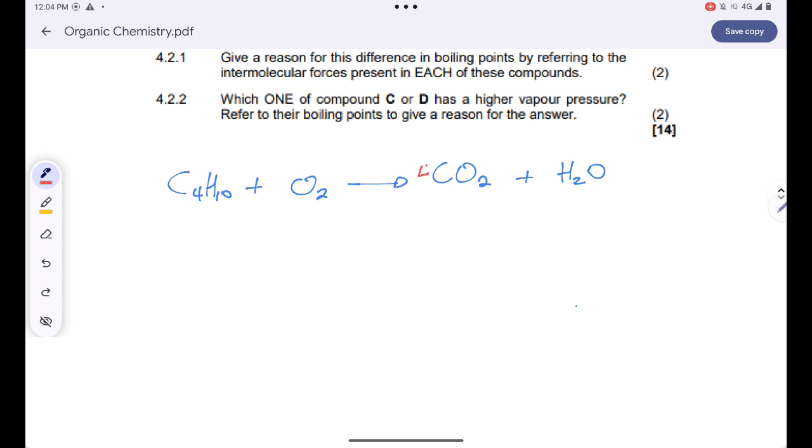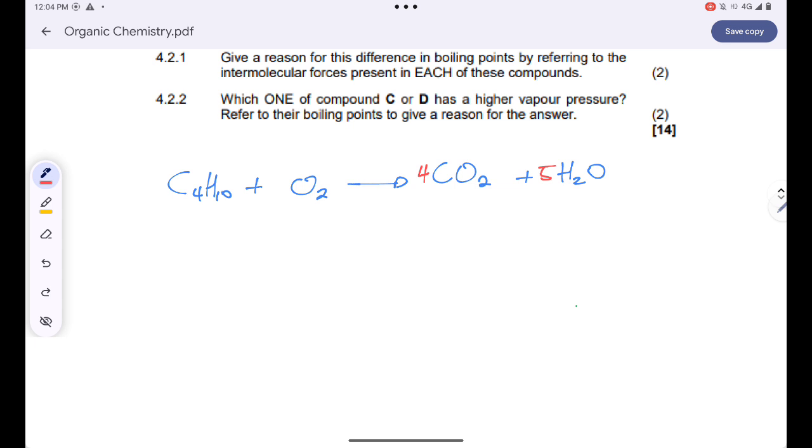So I'll just write a 4 there as a coefficient. How many hydrogens do we have? We have 10. On the other side, we only have 2. So if I write a 5 there, I'll have 5 times 2, which gives me 10. So the number of carbons is the same, and the number of hydrogens is the same as well. All I need to do now is to balance the number of oxygens.